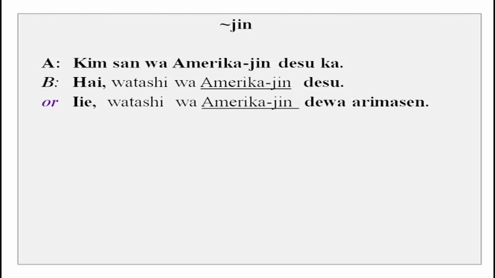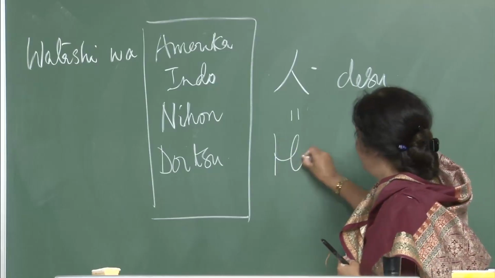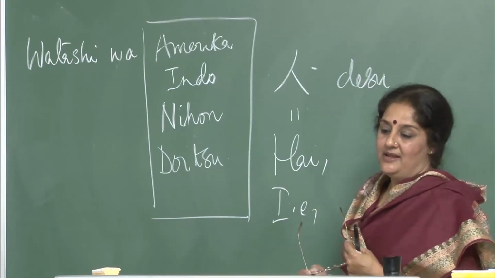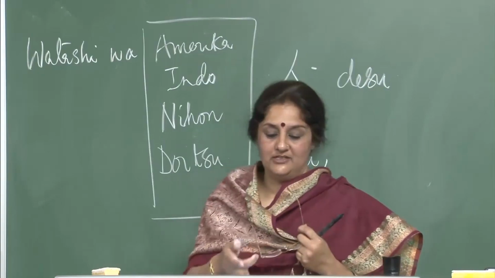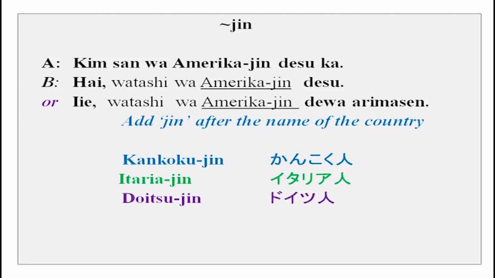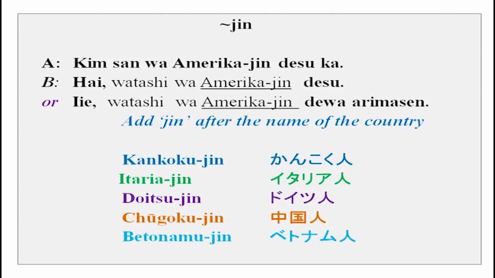You can ask a question, Kim san wa America jin desu ka? So, you can answer, hai, watashi wa America jin desu, or iie, watashi wa America jin dewa arimasen. As you can see, add jin after the name of the country: kankoku jin, italia jin, doitsu jin, chugoku jin, vietnam jin. So, after the name of the country, just add jin and you belong to that country.